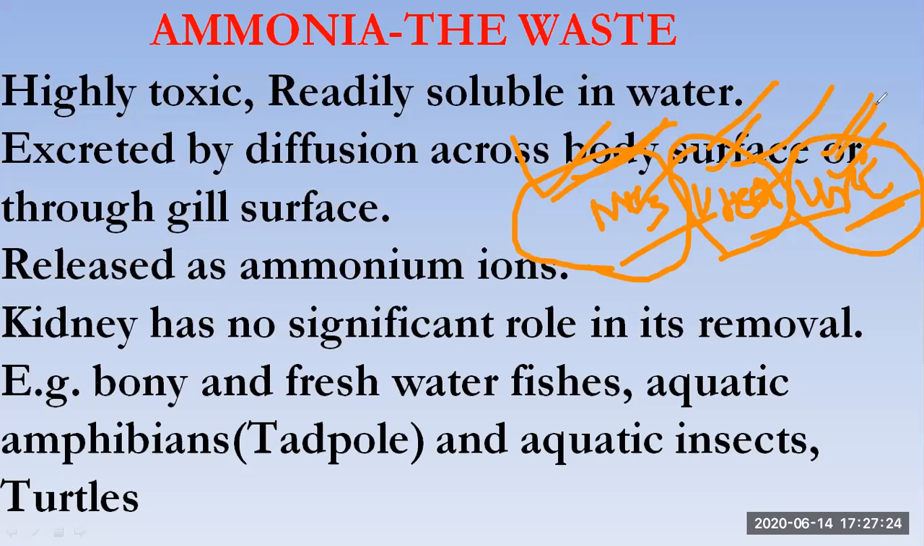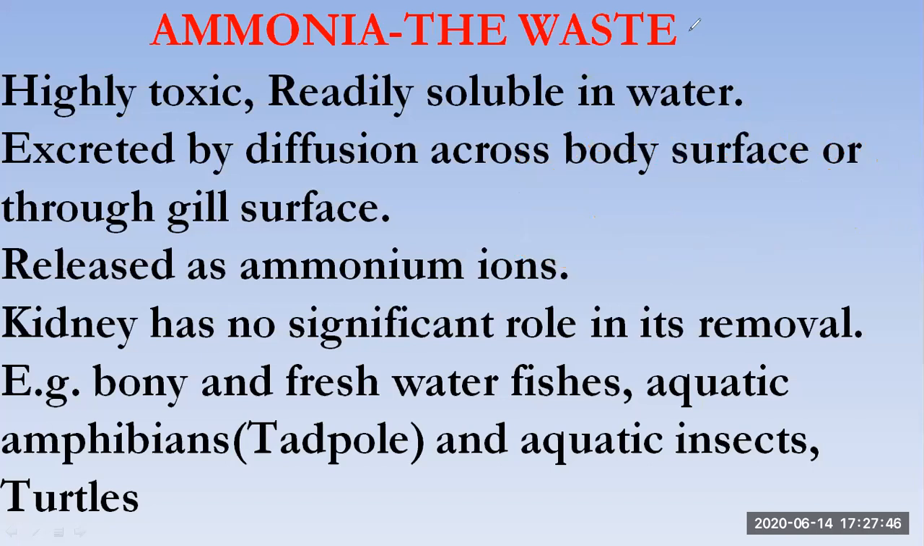Maybe this has already been asked in the NEET exam, so it can be asked again, so you should learn it. Ammonia is highly toxic, then urea, then uric acid. On the basis of solubility, ammonia is readily soluble, then urea, then uric acid. This is the basic concept about the excretory products. Now we will see the different types.